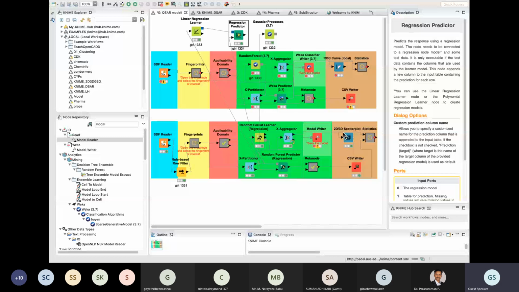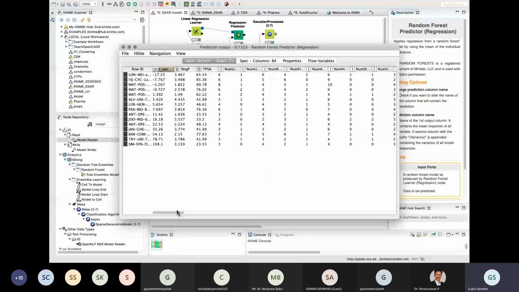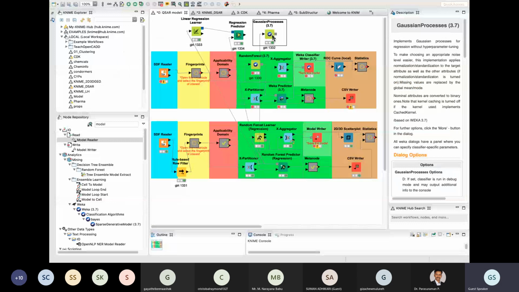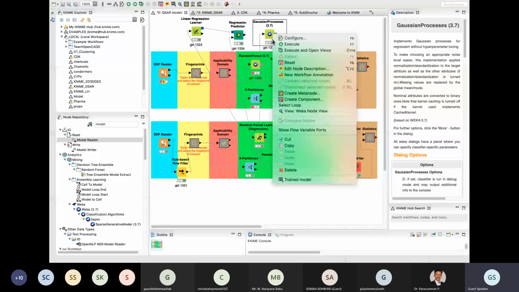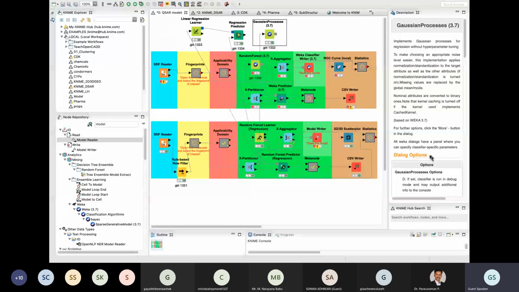And let me try with random forest predictor. What is the value they have given? So this is the experimental and this is the predicted. You can see it's quite large. And then we also used Gaussian process. You can see the trained model here. It is telling you what is the average target value, lowest value, and highest value. That's what I said. Mostly in machine learning, some of the methods are more of a black box, not open box. Unless you predict with them, you don't know what is happening.